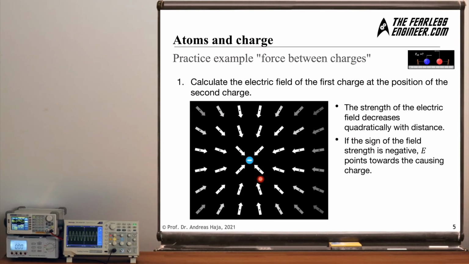And in this simulation here you can see the effects of placing a charge in space. It's only a single charge, it's a negative charge, just as the one which we have used in our calculations. It's the charge Q1. And you can see that the strength of the electric field decreases quadratically with distance. And if the sign of the field strength is negative, you can see that E points towards the causing charge, towards the charge causing the electric field. So in case of a positive charge, the arrows would be pointing outwards, but in our case, the arrows are pointing inwards towards the charge.